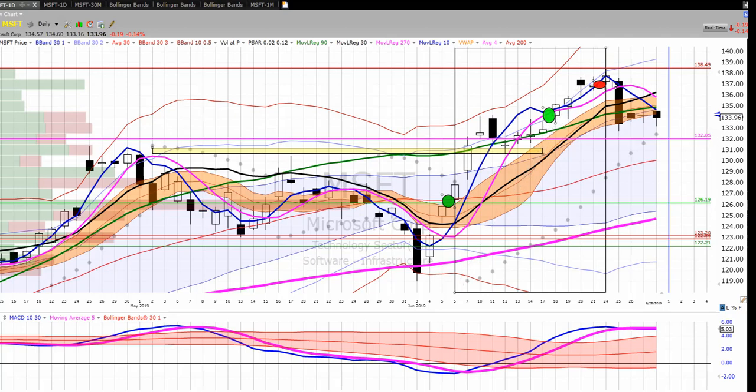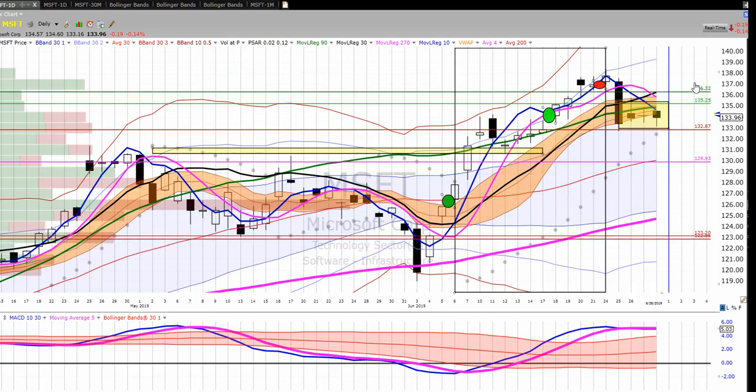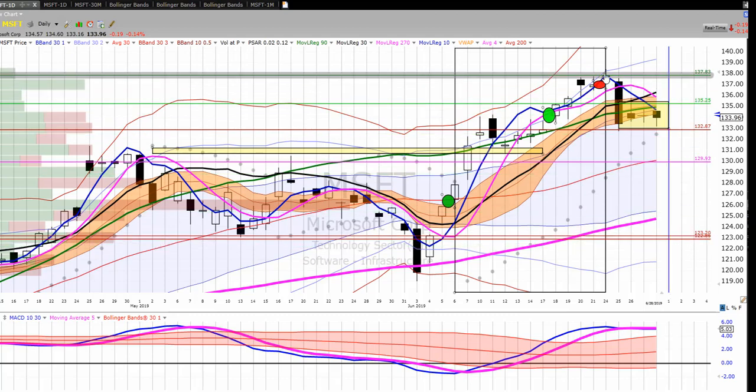Microsoft, 2 scoops long and cashed. Again, congestion these 3 days. I'll play the breakout of that. Target downside Bollinger Band mean. Second position long if it breaks above the peak of the RL10.